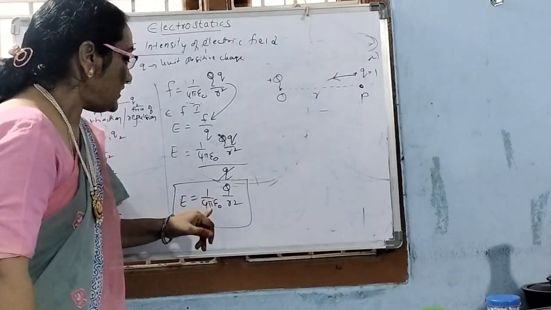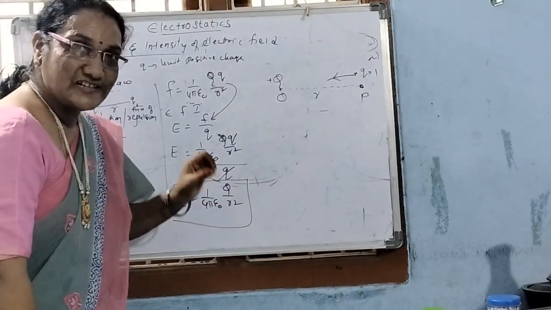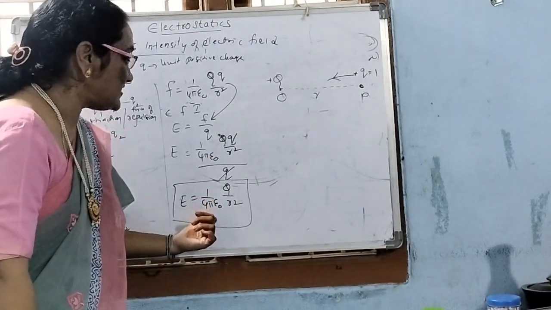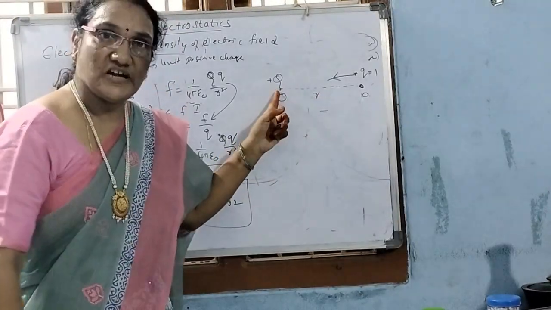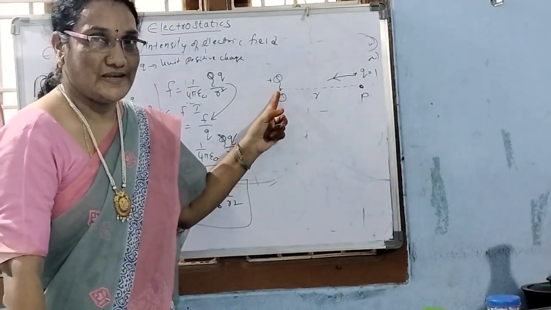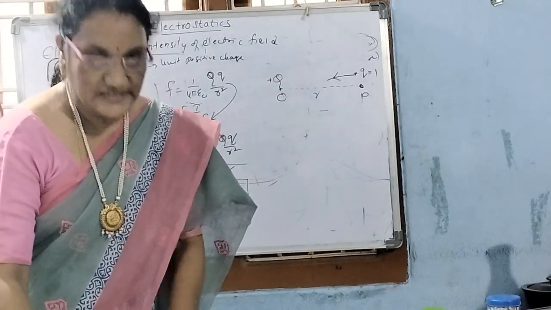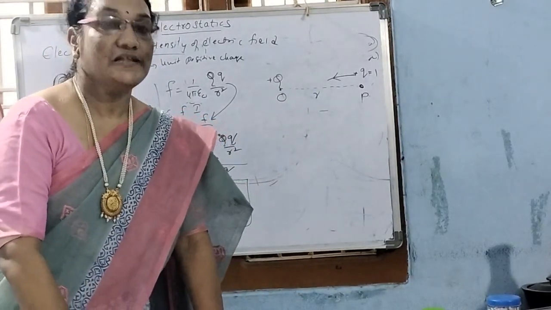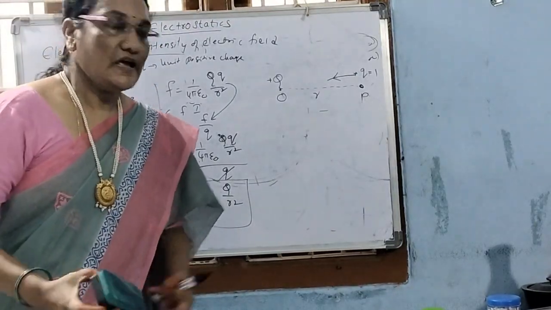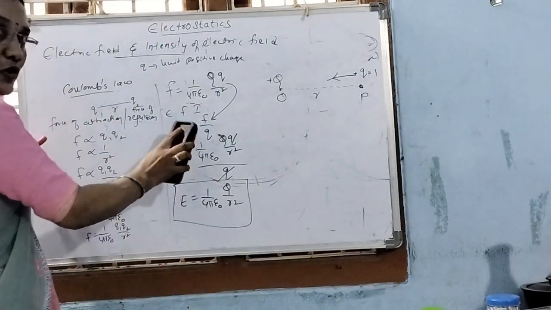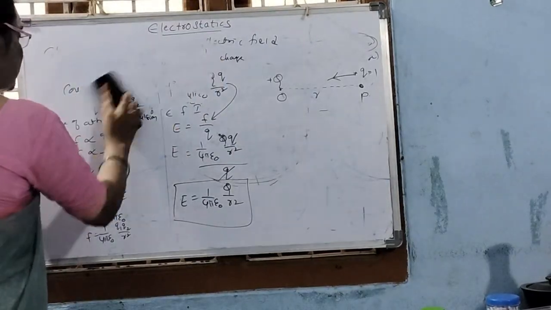Okay, 1 by 4 pi epsilon naught Q by r square is the electric field intensity due to a point charge, coming towards this charge Q. Right? This is the electric field intensity due to unit positive charge, that is 1 by 4 pi epsilon naught Q by r square. Now, I hope you understood this topic. Now let us move on to the next topic.